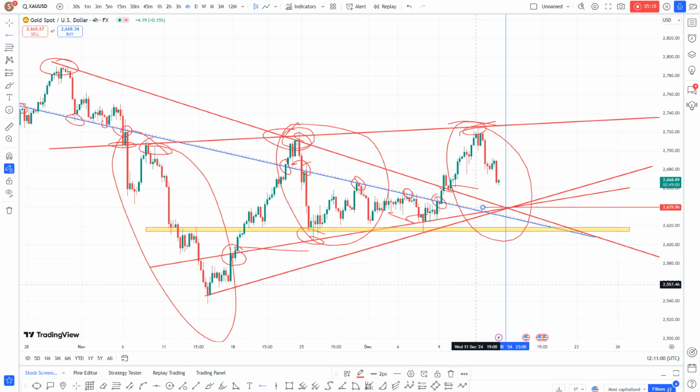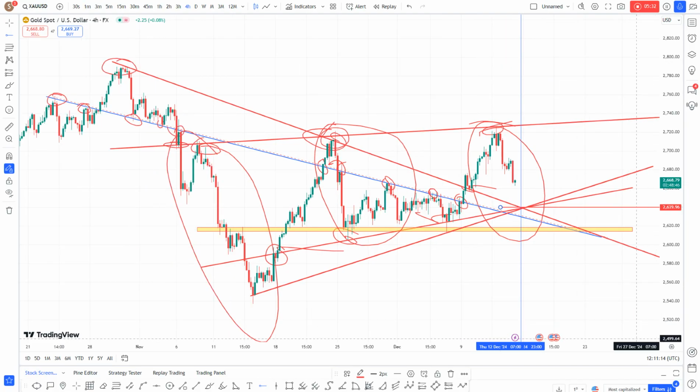There you see yourself 2,640 into 2,639. You have to buy gold and target 50, 60, 70, 100 pips and get out of the market. You have no reason to stay there for long. You have no reason.